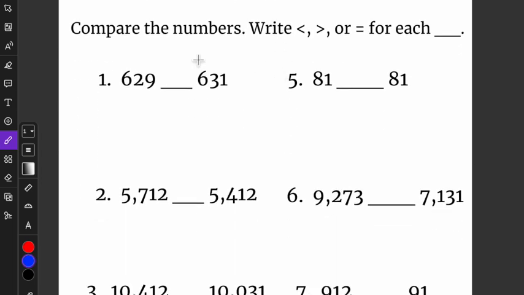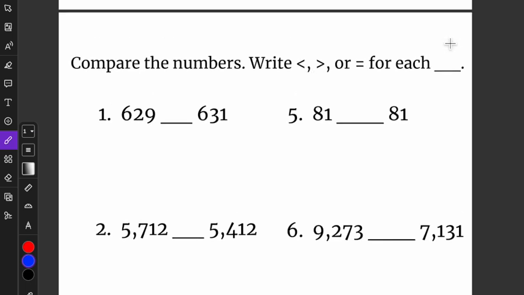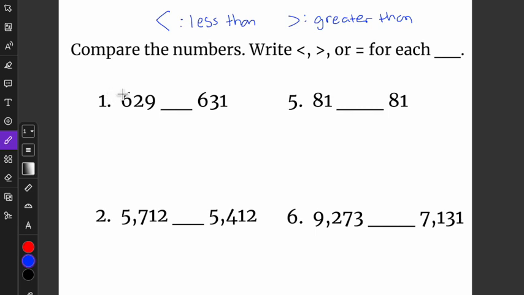Let's move on. Compare the numbers. Use less than, greater than, or equal to for each blank. So remember that this symbol means less than. This symbol means greater than. And the equal sign obviously means equal to. So let's go to number 1.